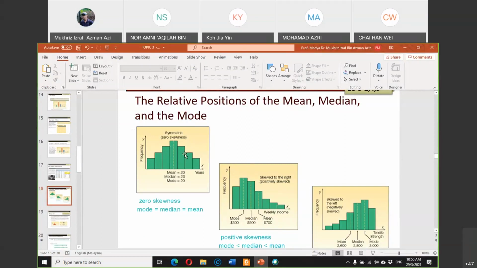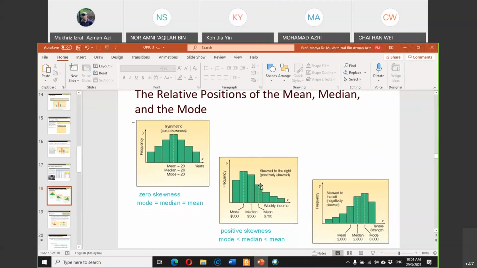Okay, so if the values of mean, mode, and median are all at the same point, belonging to the same value, say mean is 20, median 20, mode is also 20, meaning every measure of your central tendency belongs to the same value, so we call that data zero skewness, or not skewed. Okay, so that is what zero skewness means.